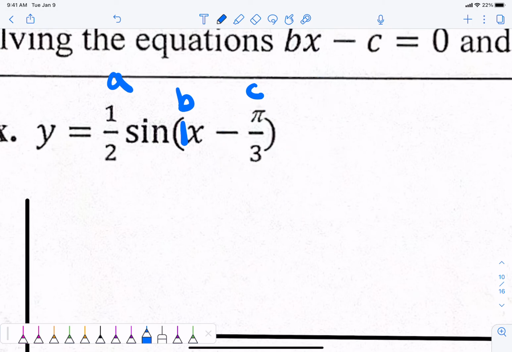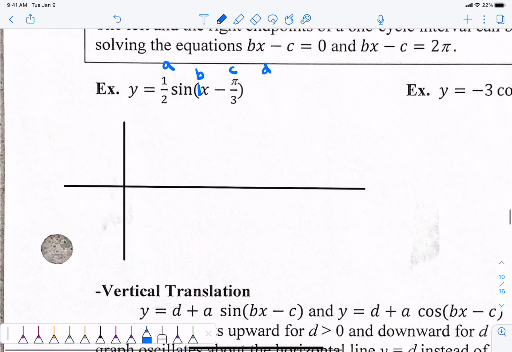So this is what I like to get into the habit of doing. Anytime you have a function like this, just to organize my thoughts, I say A, B, C, and D, and then I write next to them what that tells me. So A is 1/2, and that means my amplitude is 1/2.